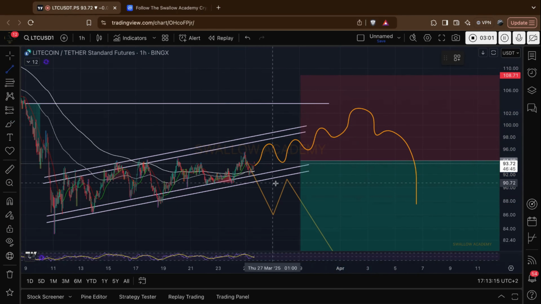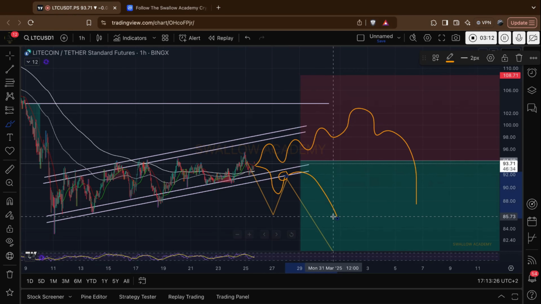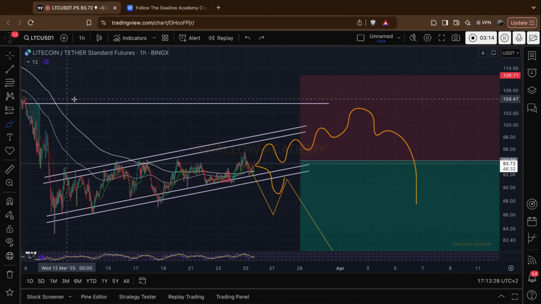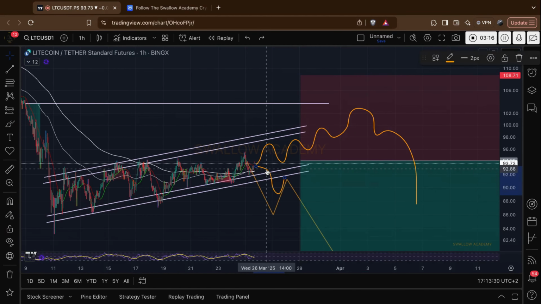Of course, if we see an early movement, and let's say we go straight from here towards the breakdown, so we fall here, go for a retest, and sellers secure the zone, then we will start an early movement to the lower zones. So there's nothing much more to talk about on the LTC coin.